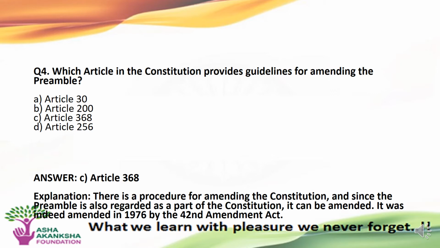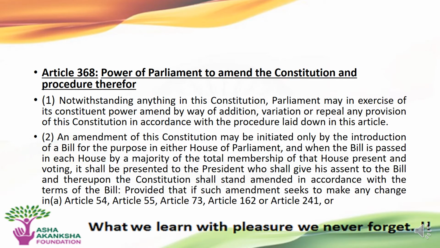Article 368 gives a procedure for amending the Constitution, and since the preamble is also regarded as a part of the Constitution, it can be amended. It was indeed amended in 1976 by the 42nd Amendment Act. Article 368 states the power of the Parliament to amend the Constitution and the procedure therefor.